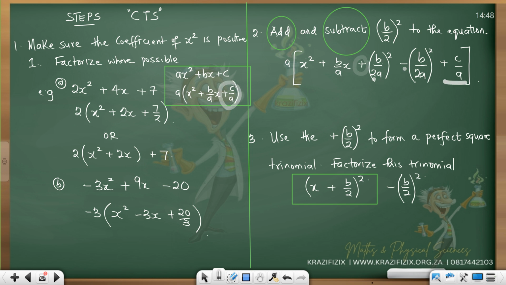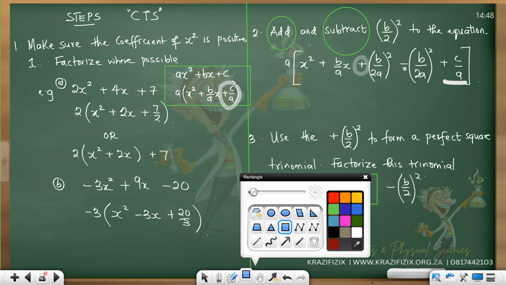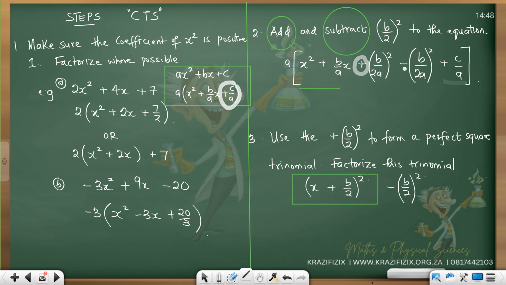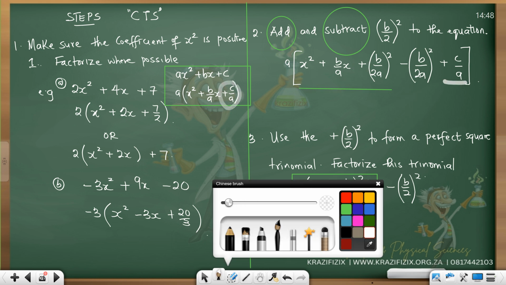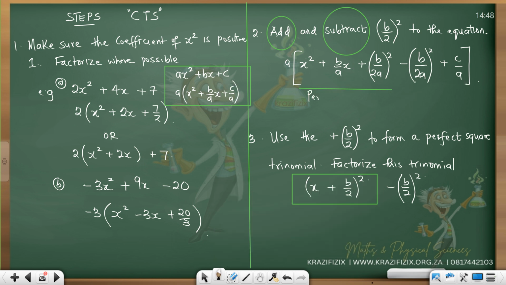That's my c over a. What I quickly want to show you here is this part forms a perfect square trinomial. This is all I wanted to show you here. Don't worry about all of those a, b, c. This is a perfect square trinomial. A perfect square trinomial. Very, very important. Then we can continue with all of this.